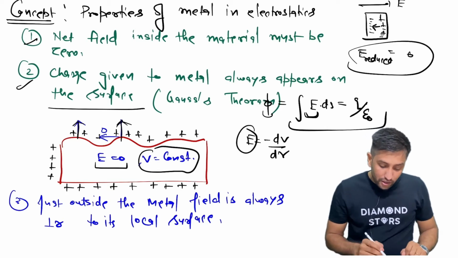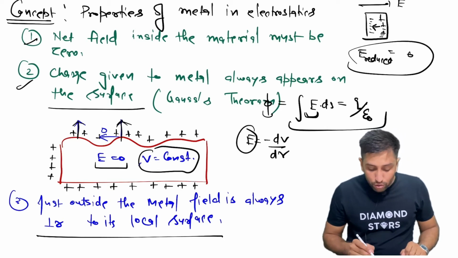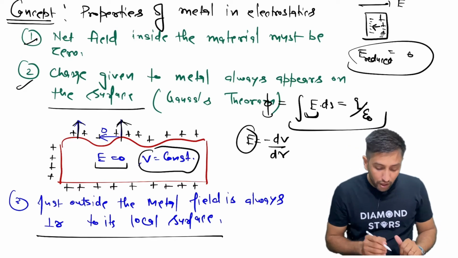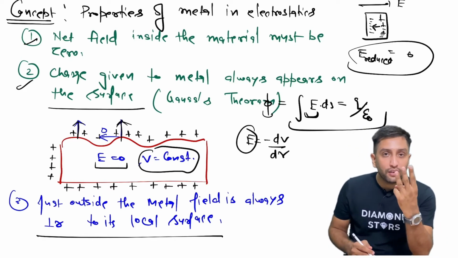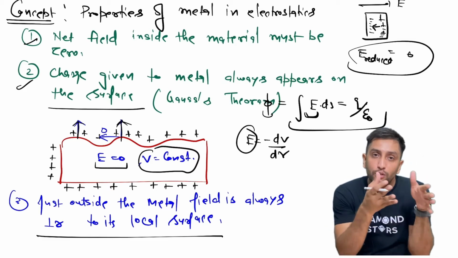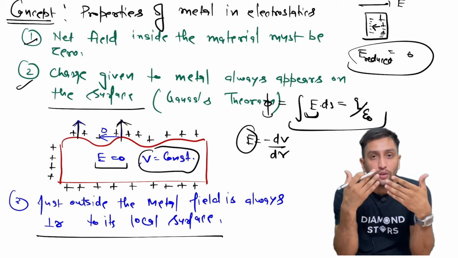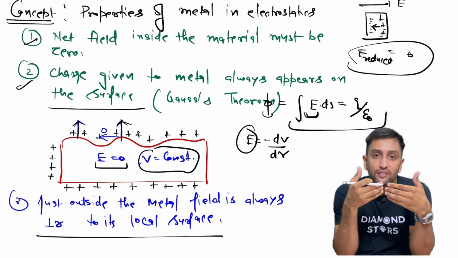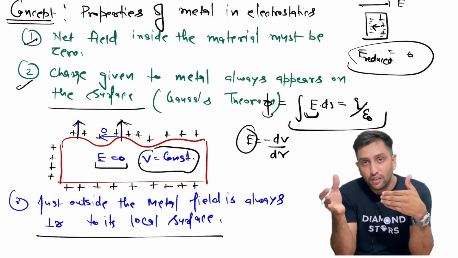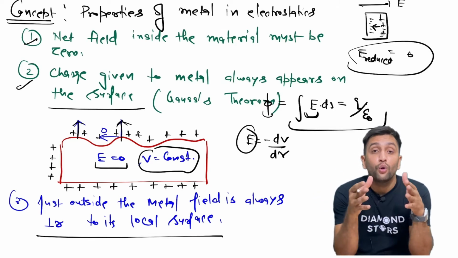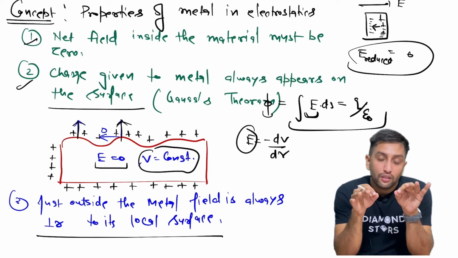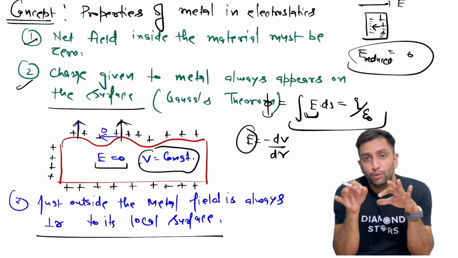Just outside the metal, the field is always perpendicular to its local surface, which I have told you. This is the third point, so three properties have been discussed till now. Inside the metal you take the electric field as 0 because of the polarization. The induced electric field inside the metal is equal in magnitude to the external electric field, and there will be no electric field left inside the metal. That's why we take E equals 0 inside the metal.